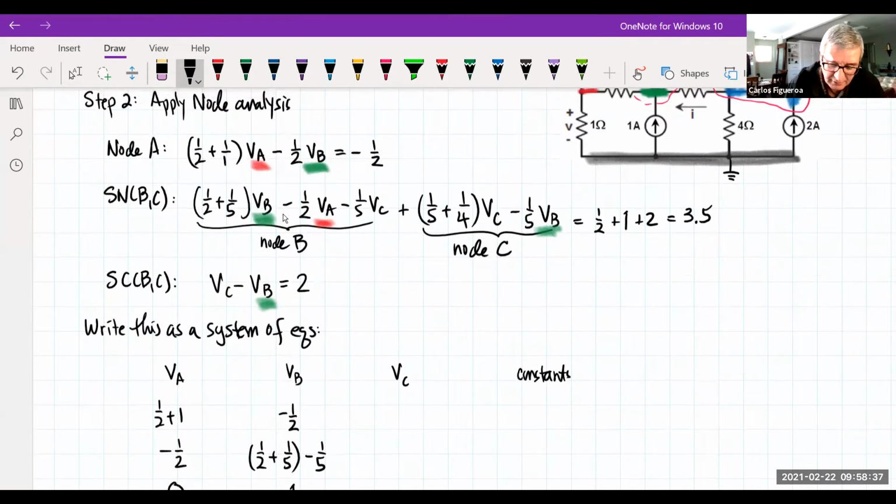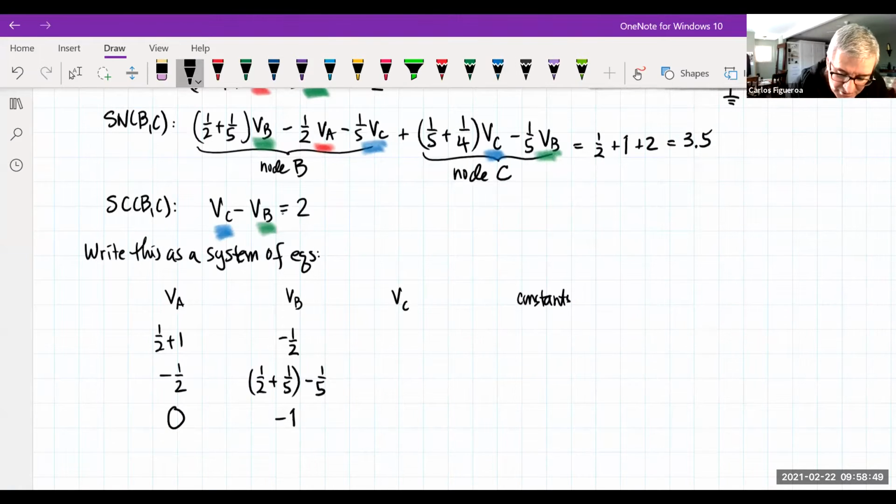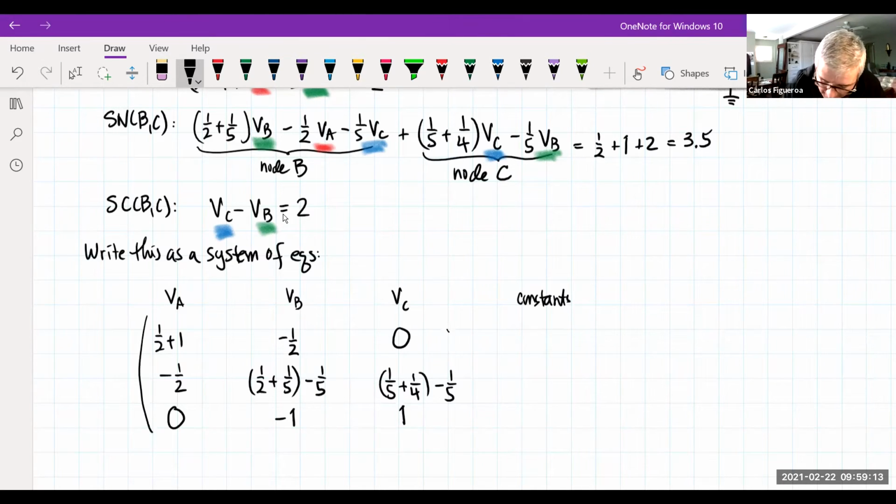Now let's go look at the C's here. There's no C's in the first one, but there's a C here, there's a C right there, and there's a C right here. So let's go write that out. So I have 0 for the first one, and then now look at this. I have 1/5 plus 1/4 minus 1/5, and then this guy gives me 1. So I have my matrix now for VA, VB, VC.